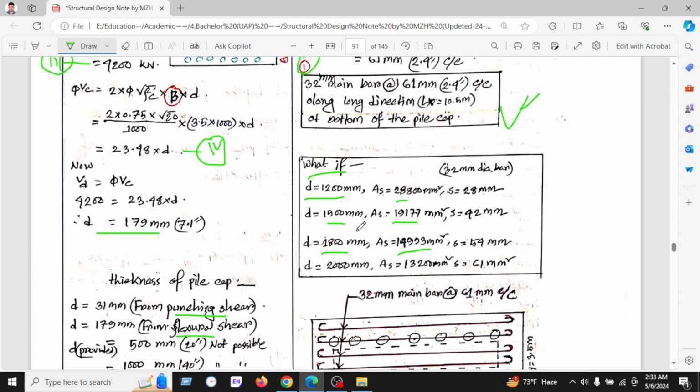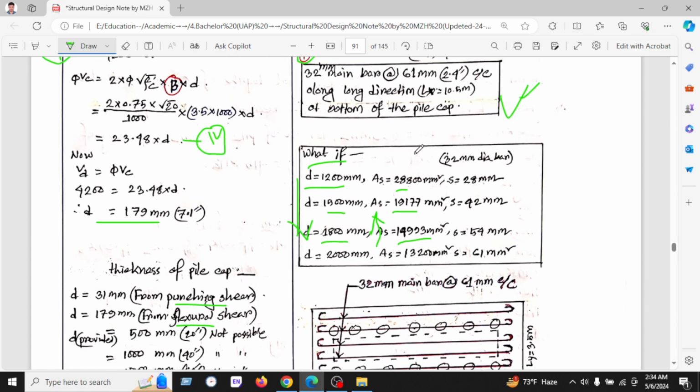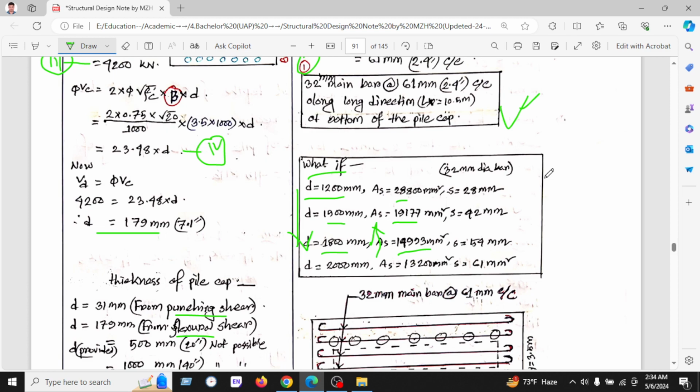So if the reinforcement has been decreasing while we increase the depth, we have seen here that increasing the depth decreases the reinforcement. This is very important. If we increase the thickness of the pile cap, then our reinforcement will decrease, and the spacing will also increase.